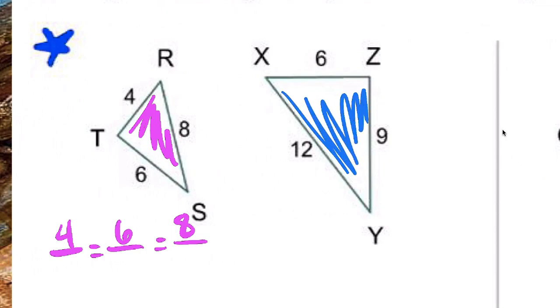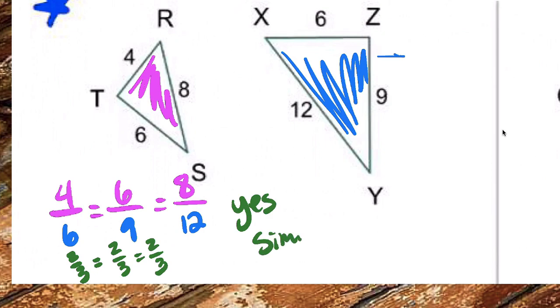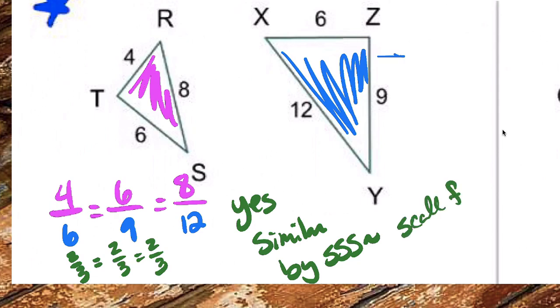Again, list these in order of shortest to longest. So 6 is the shortest, and then 9, and then 12. Next, reduce your fractions to see if they give you the same scale factor. Well, 4/6 reduces to 2/3, 6/9 reduces to 2/3, and 8/12 reduces to 2/3. Since these all reduce to the same fraction, they are similar, so we would say yes, similar by side-side-side similarity. And if they wanted the scale factor, we would say it is 2/3.